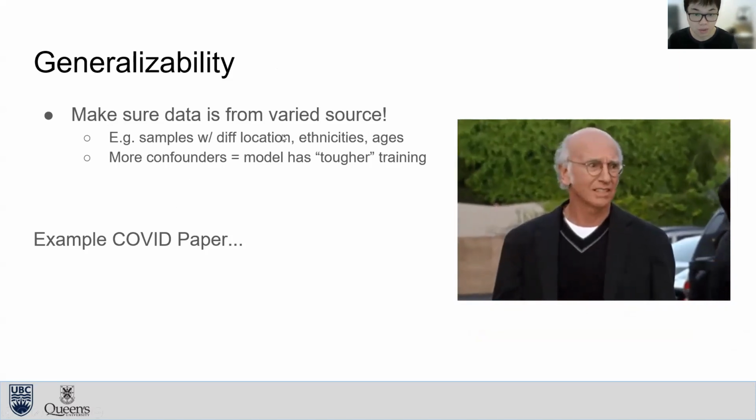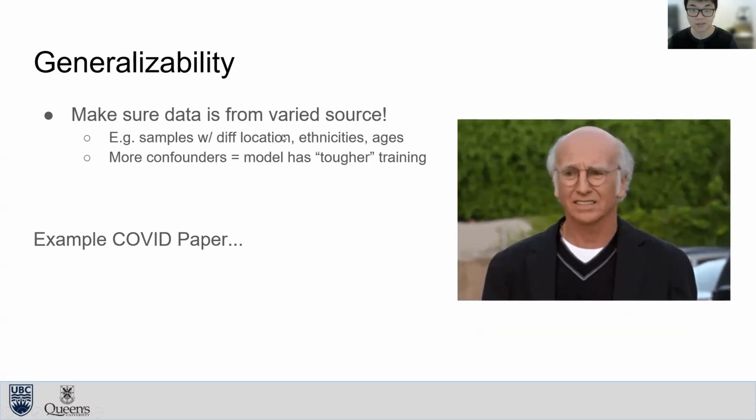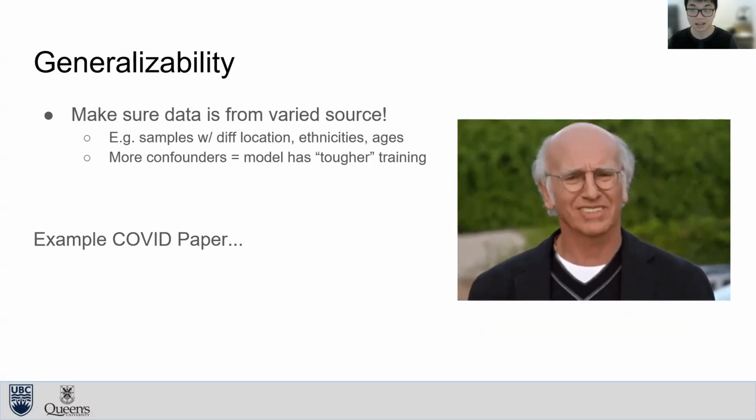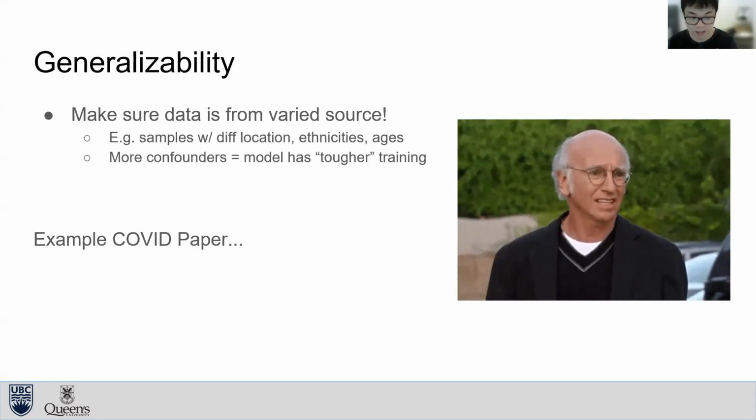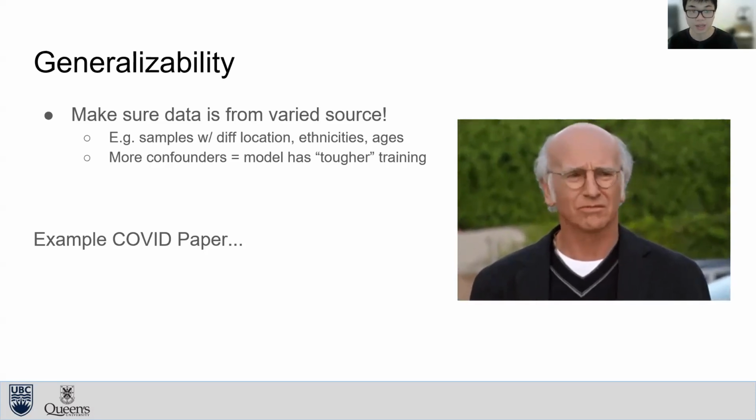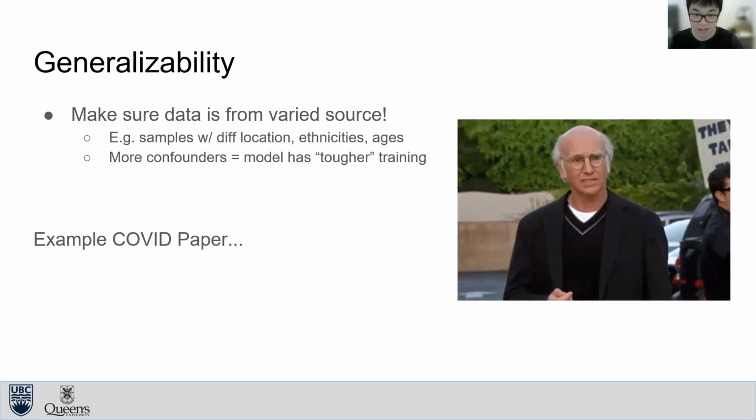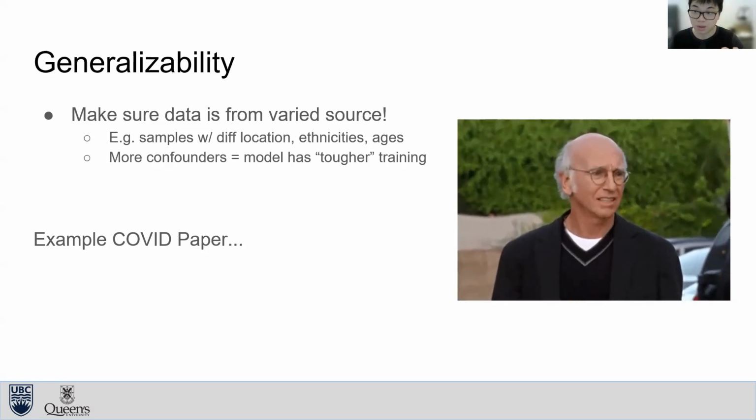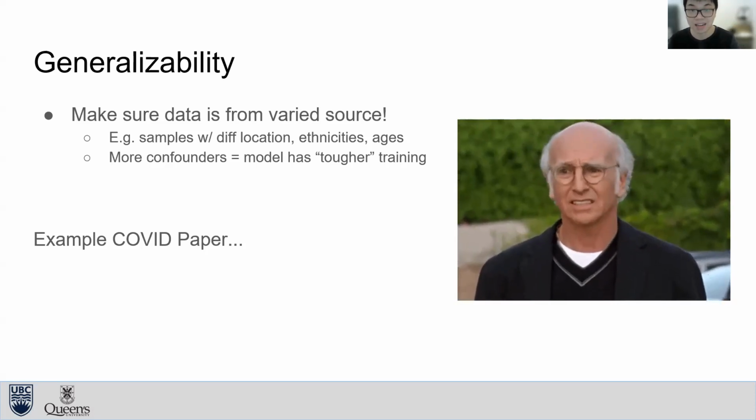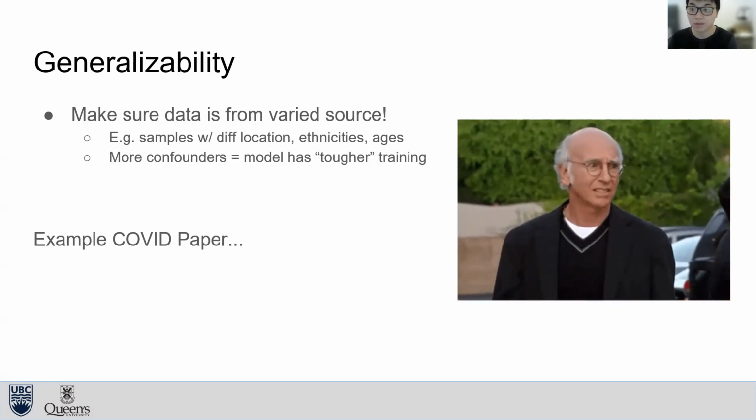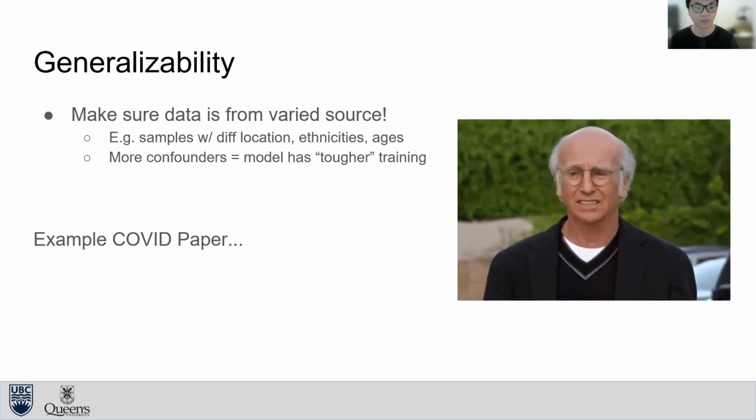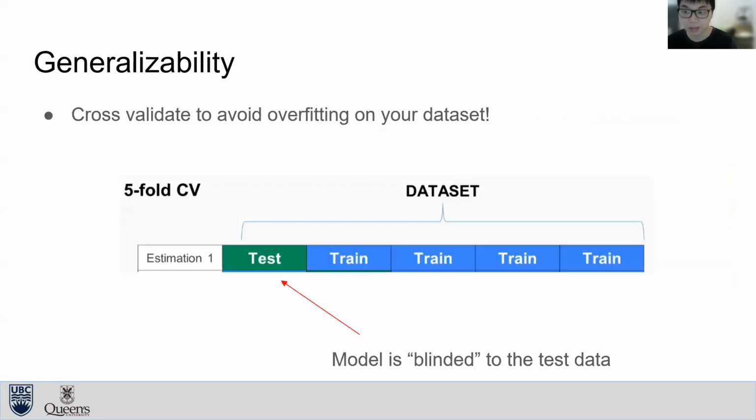So before we build the model, we want to make sure our data is from a varied source. We want to have different ethnicities, ages, samples from different locations. And then we want to essentially introduce as many confounding variables as possible, because the more confounders we have, the tougher it is for a model to train. And if it survives that training and has high accuracy, that means it's able to handle confounding variables from a diverse population.